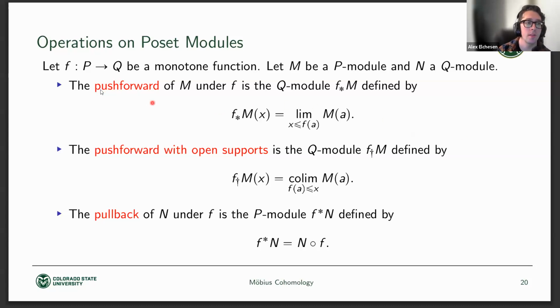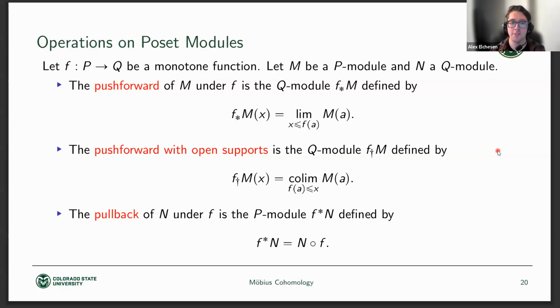We're going to start with a monotone function between posets. So P and Q are posets, and we have a monotone, order preserving function F. Now suppose you have a P module M, and a Q module N. The push forward of M under F is going to be a Q module. So you push M to Q, and it's defined as follows.